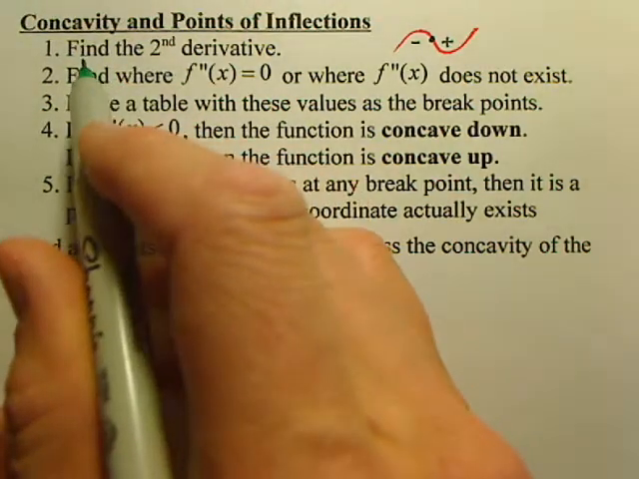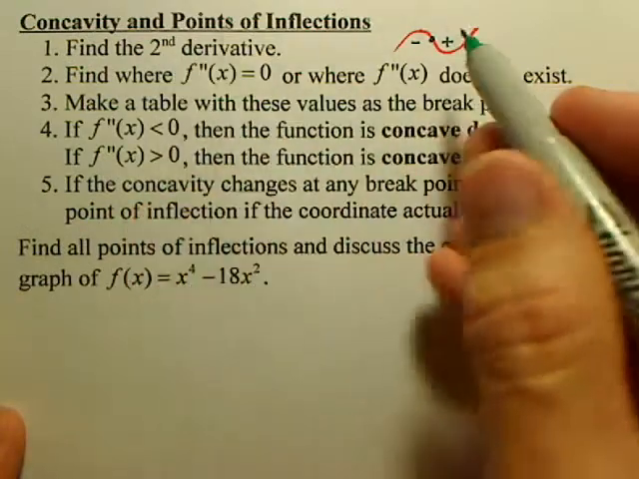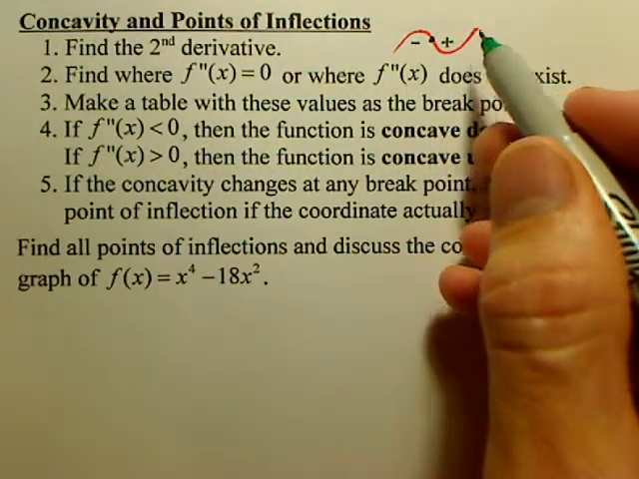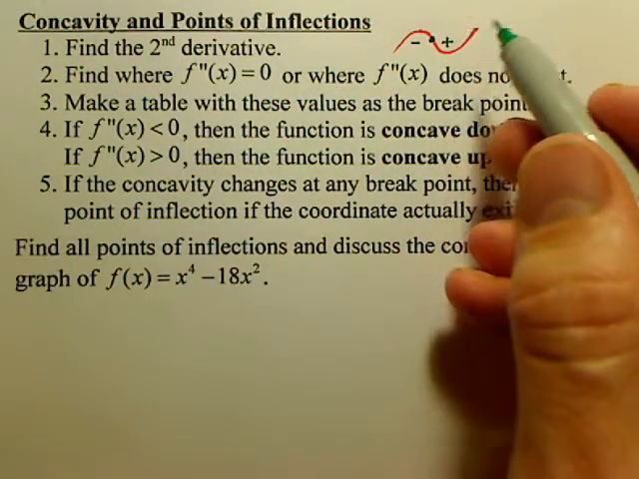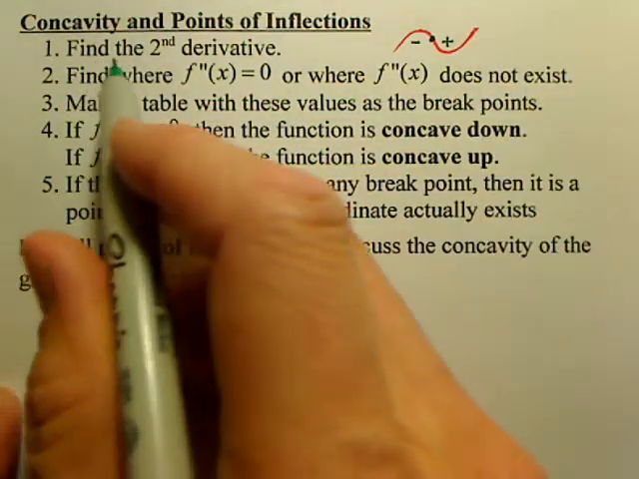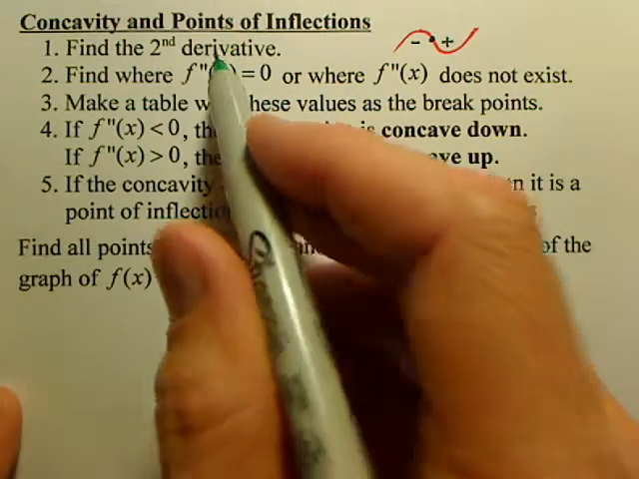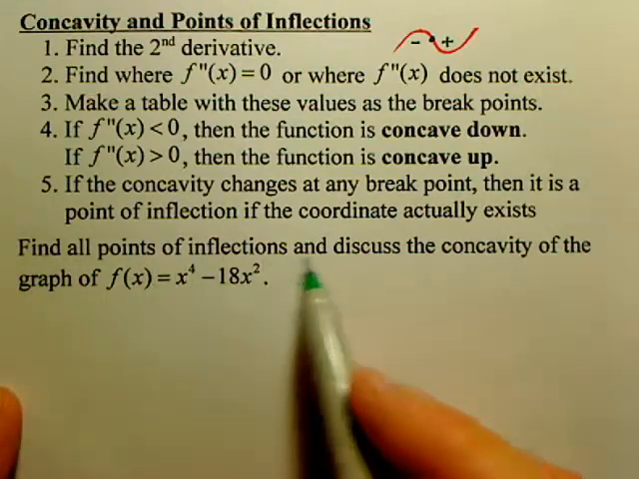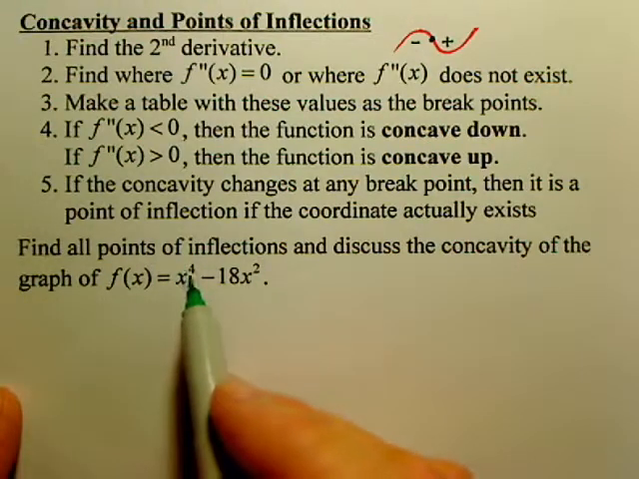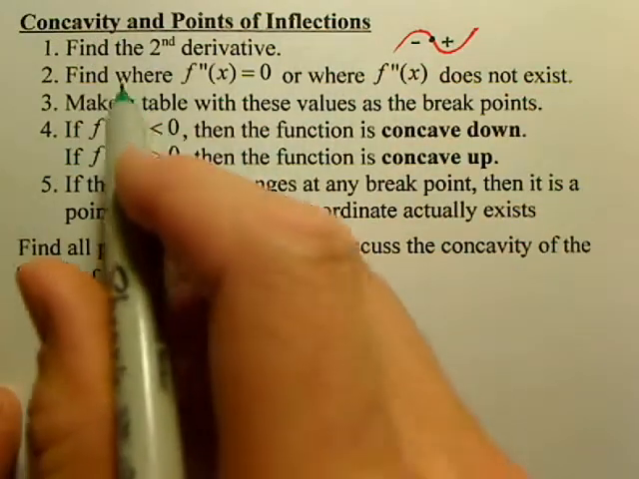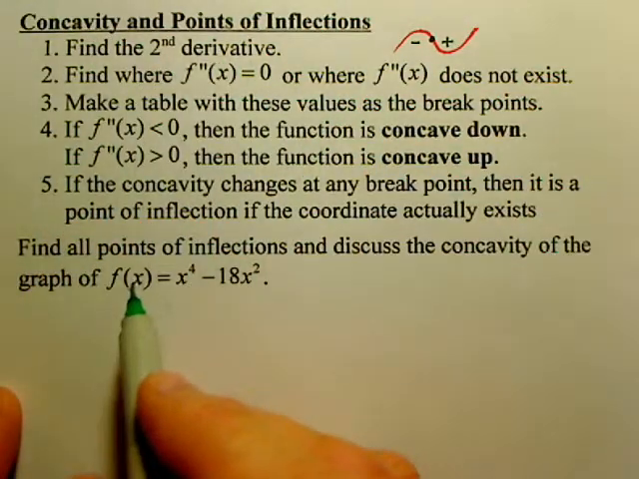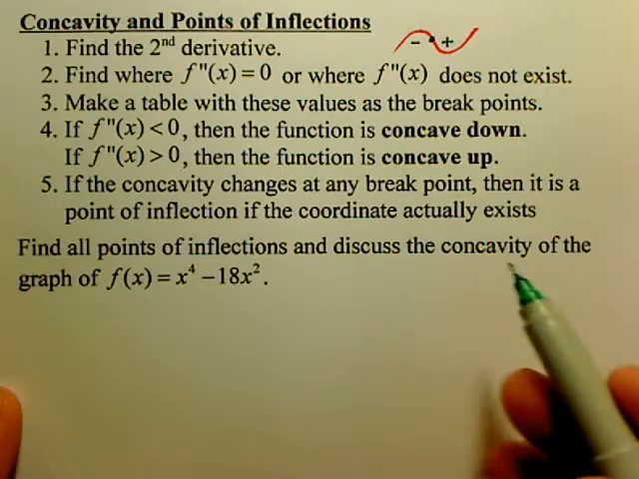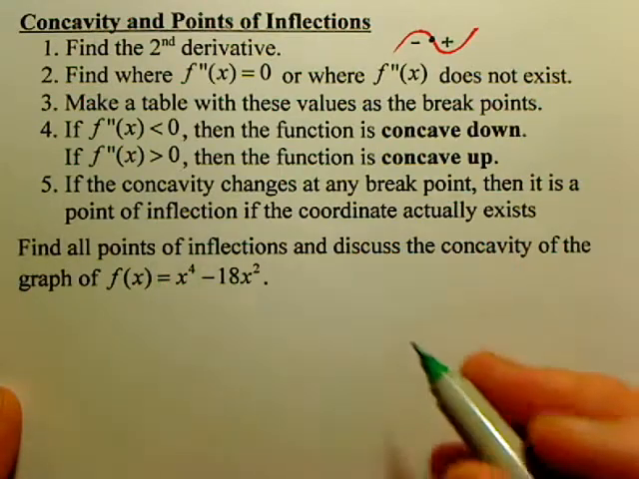In order to do that, the first thing you do is find the second derivative, because concavity changes at the second derivative. That's where you see your concavity. So the first thing we're going to do here is find the second derivative. In this problem, it says find all points of inflection and discuss concavity of this graph. So we're going to find the second derivative of this function to deal with concavity and points of inflection.